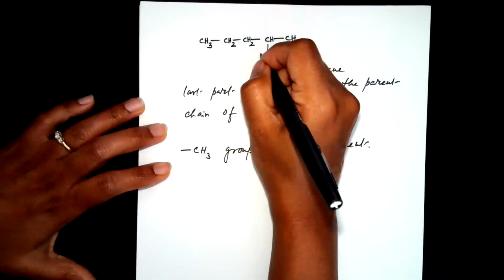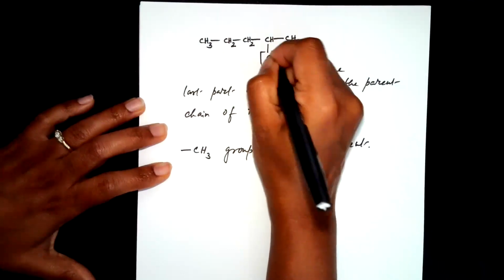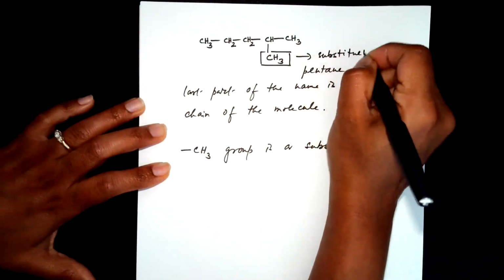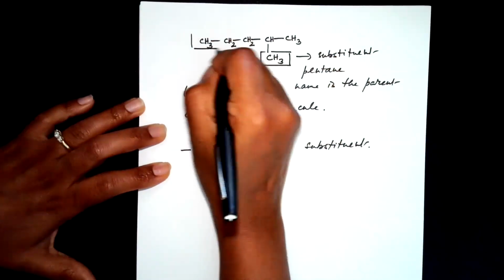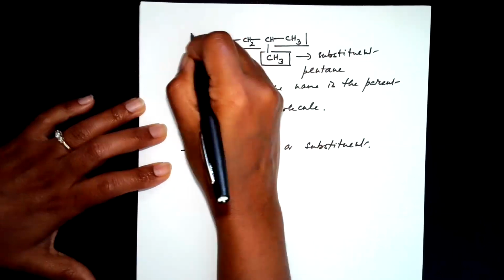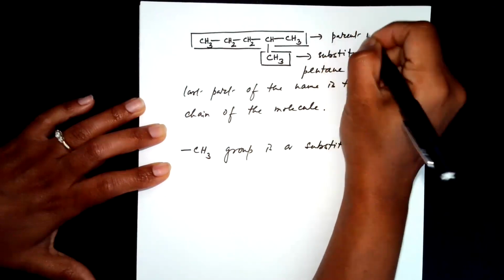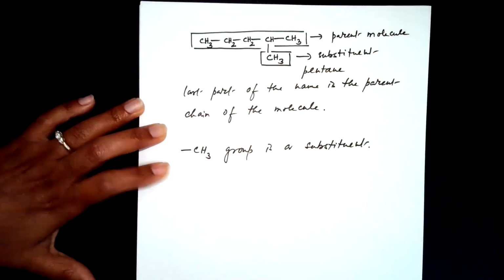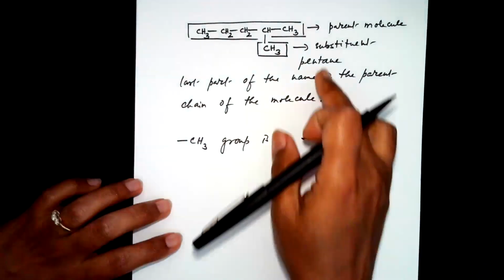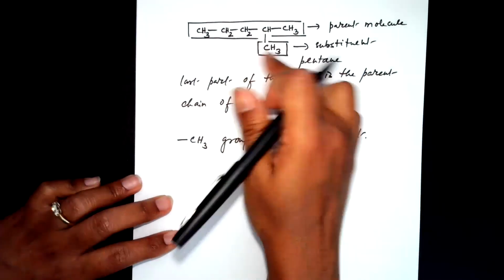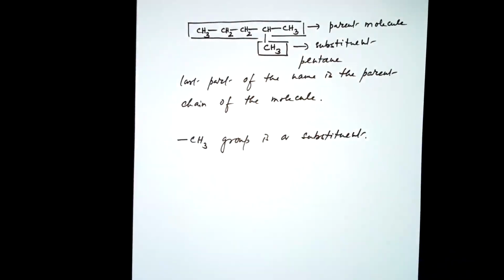So I would just do it for the first one. This is the part that is a substituent, and then this is the part that is your parent molecule. Now, when I said pentane, I only accounted for the parent chain. I have to also include the CH3 part in the name. Now, to name substituents, you have to first number your parent chain.